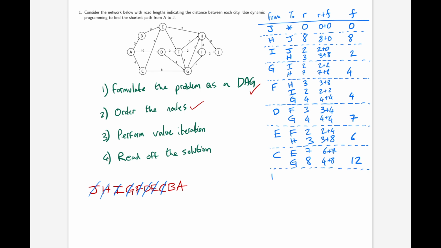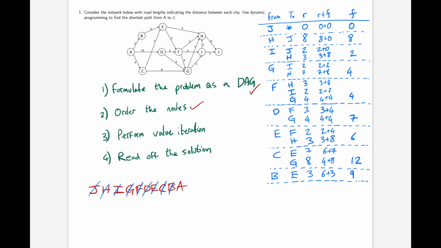Now we'll consider B. The only path we can take from B is to E with reward 3. E has value 6, and so taking this path would give us a value of 6 plus 3, which is 9. That's the only path we can take from B, and so B has a value of 9.